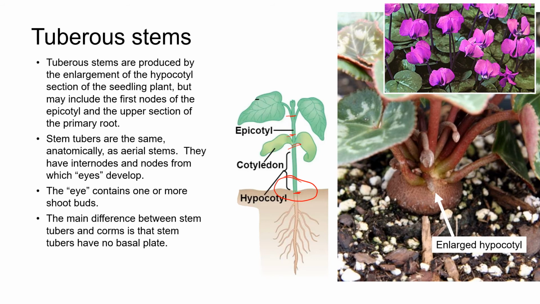You saw vast quantities of cyclamen being grown from seed in the short video that was filmed at Kawahara Nurseries in Gilroy. Stem tubers are the same anatomically as aerial or above ground stems. They just look very different to what we normally think of as stems. Stem tubers have internodes and nodes from which eyes or shoots develop, and each eye is a meristematic area containing one or more shoot buds.